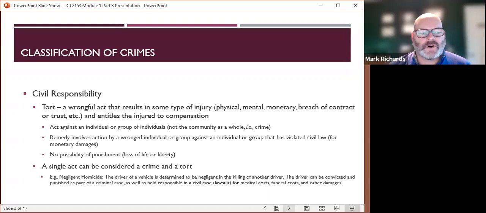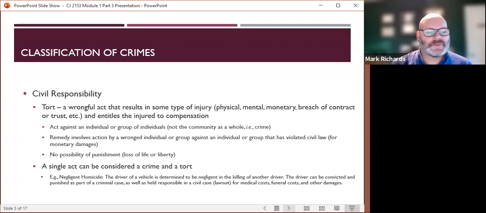The remedy involves action by a wronged individual or a group against an individual or group that has violated a civil law, and again, it's for monetary damages. There's no possibility of punishment. So in a civil action, there's no loss of life or loss of liberty. But a single act can be considered a crime and a tort.